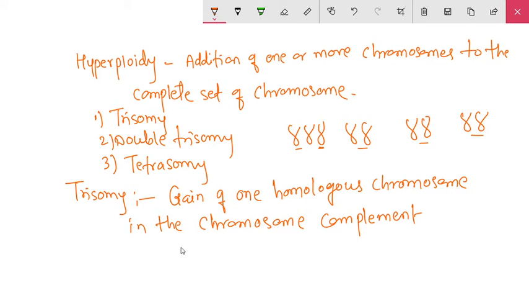So this trisomy is denoted as 2n plus 1. It is denoted as 2n plus 1.